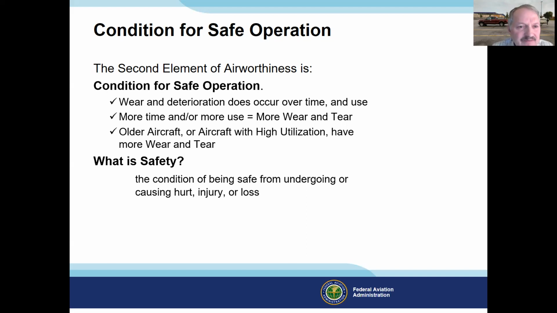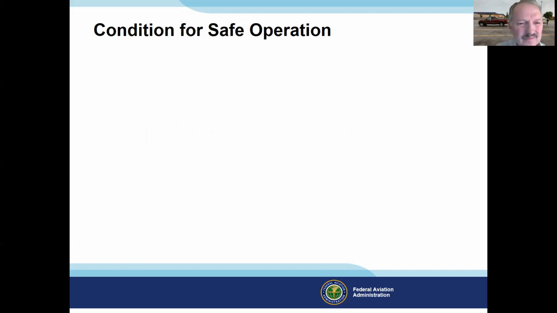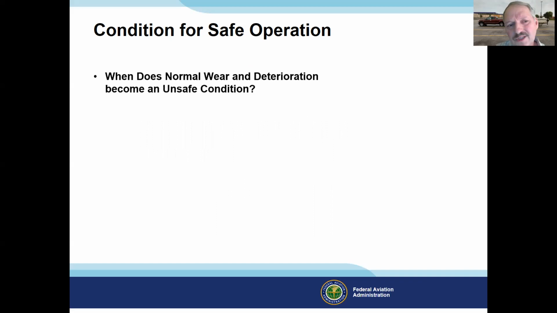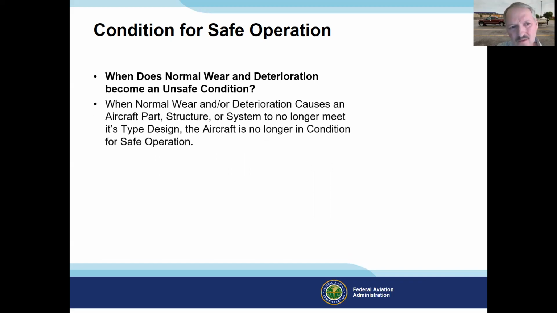Now, condition for safe operation, since the term safe is in that element of airworthiness, what is safety? That's defined as the condition of being safe from undergoing or causing hurt, injury, or loss. So the question is, when does normal wear and deterioration become an unsafe condition? When normal wear and deterioration causes an aircraft part, structure, or system to no longer meet its type design, the aircraft is no longer in condition for safe operation.